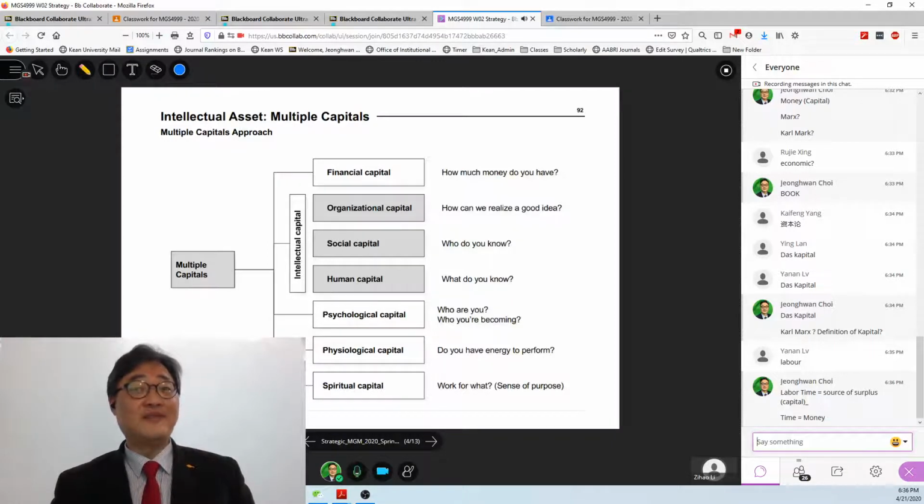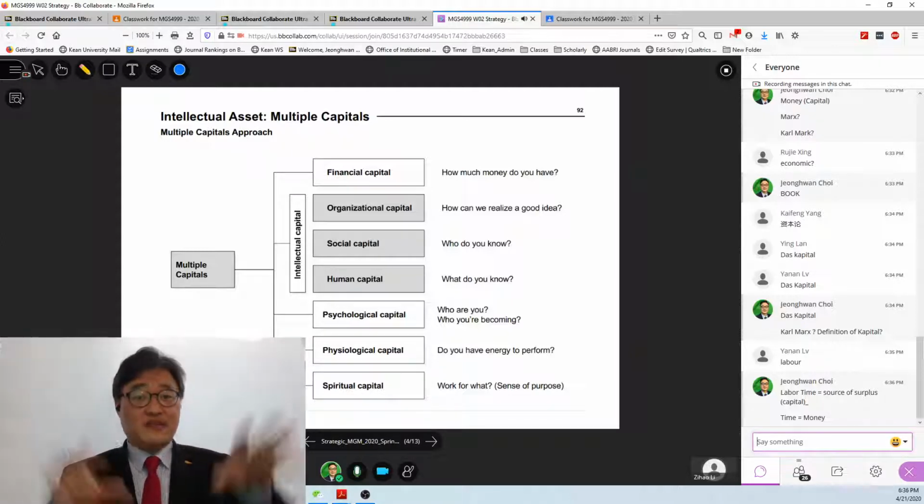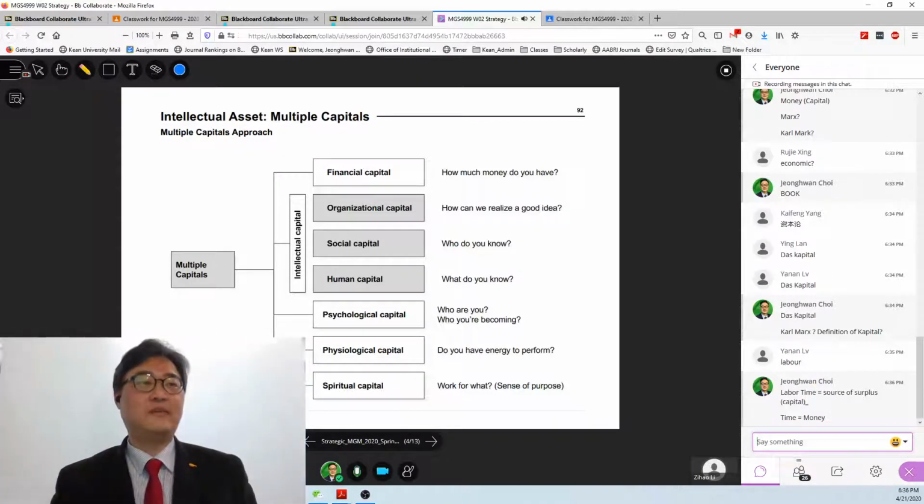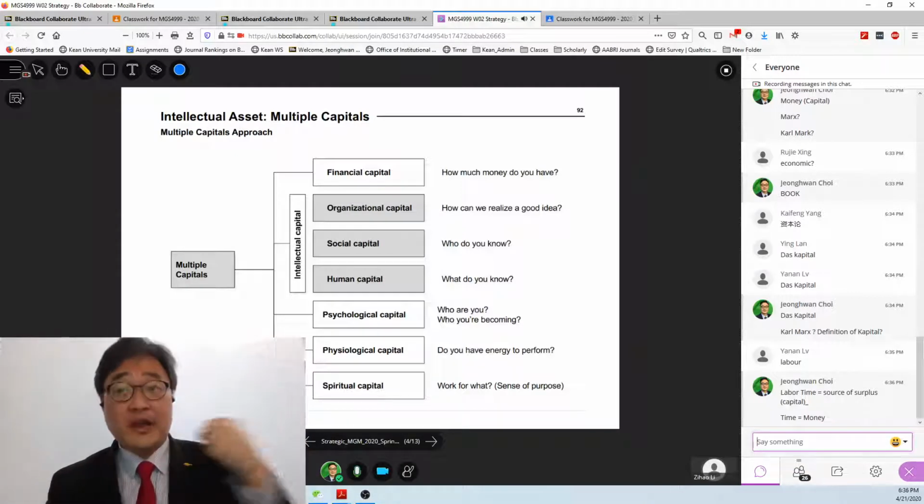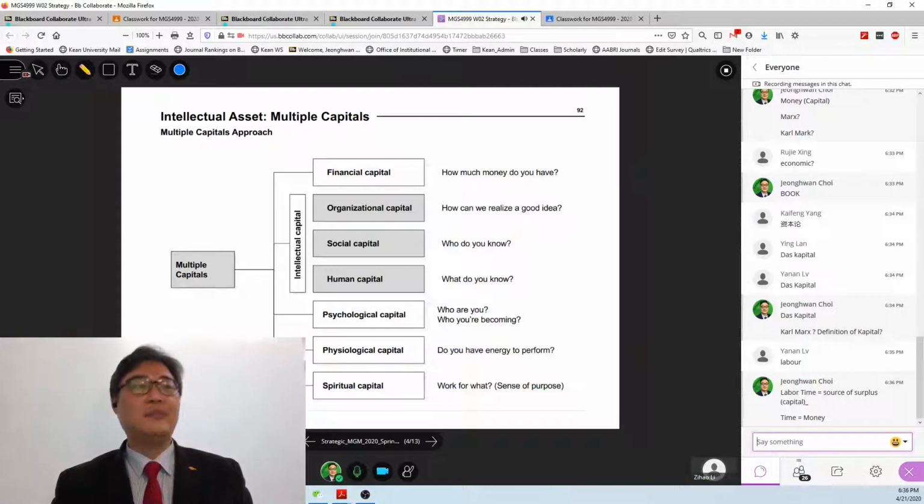Labor time is a source of the surplus capital, and that's the reason why the capitalists squeeze and marginalize the people in order to steal the surplus time. Labor time is that. So time is money. According to Karl Marx, time is money.